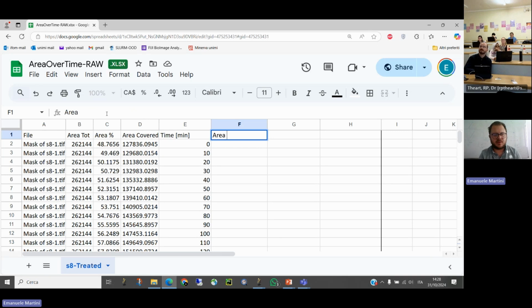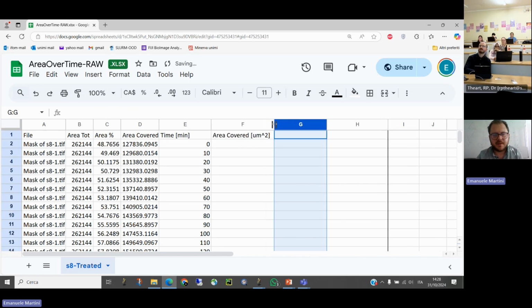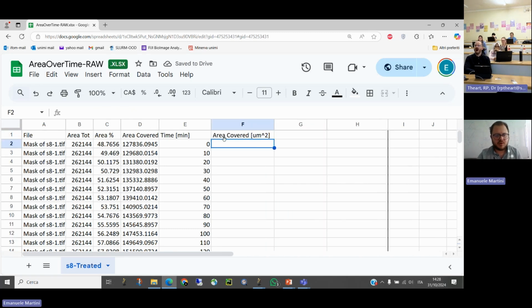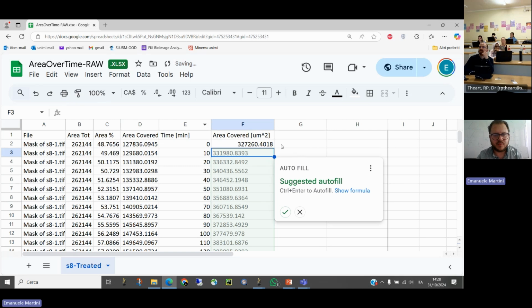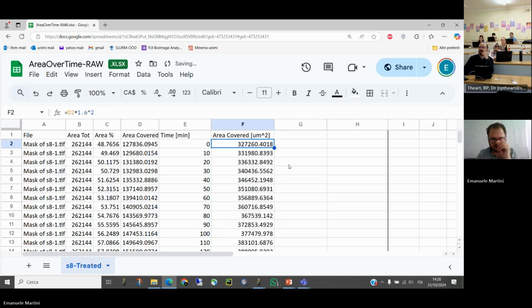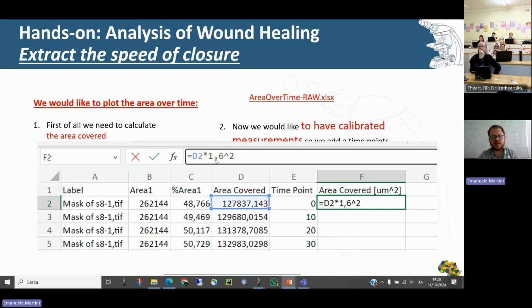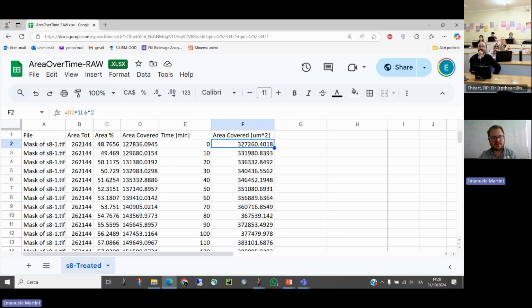And then here, we can also do the same for the area covered to convert it to physical units, in this case micrometer square. Here, usually what you do is multiply the pixels you have by the physical unit of your camera, your calibration, to the power of 2, okay? And then you do the autofill. For you, you put a dot and not a comma, because for me as Italian we like to put a comma, but for English people it is a dot, like this one.